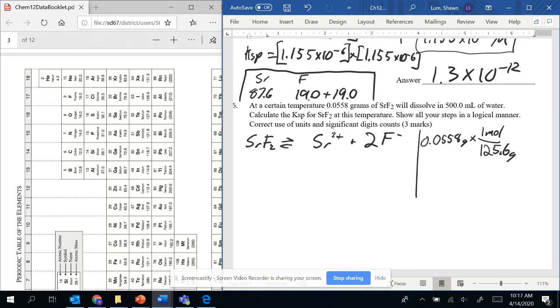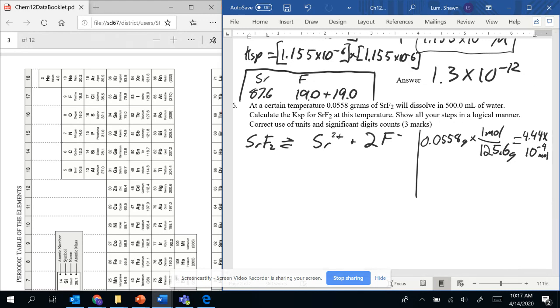Okay, grams cancel, and that's going to give us moles. So I'm going to go 0.0558 divided by 125.6, and that equals 4.44 times 10 to the minus, let's see, 1, 2, 3, 4, negative 4, and that's moles.